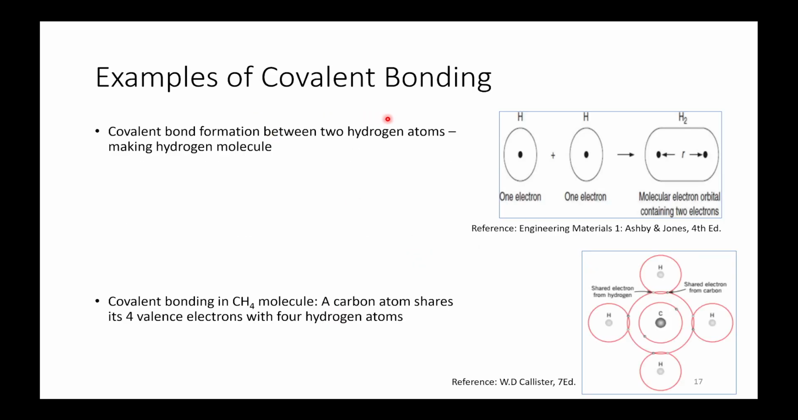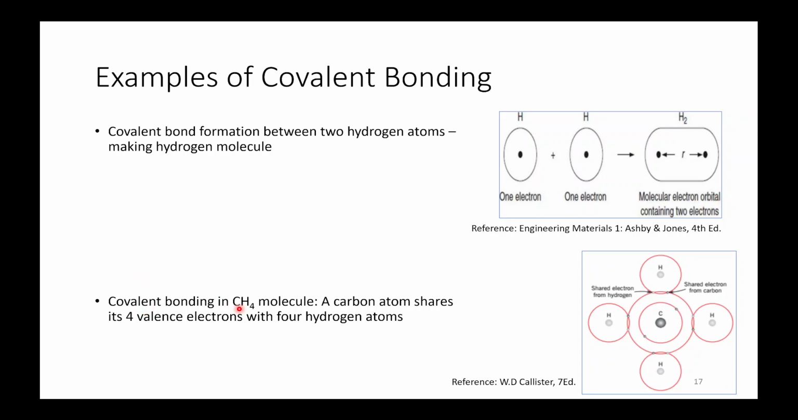Now examples of covalent bonding. Covalent bond formation between two hydrogen atoms making a hydrogen molecule. Here each hydrogen atom has one electron in its outermost shell and a proton, so they will share their outermost electrons, forming a molecular orbital containing 2 electrons.